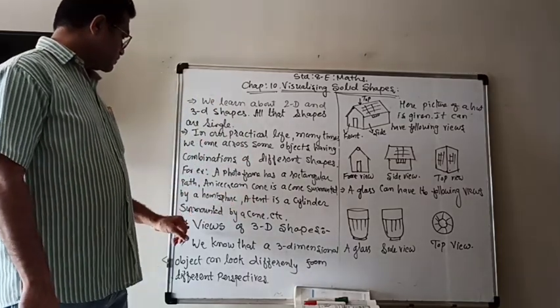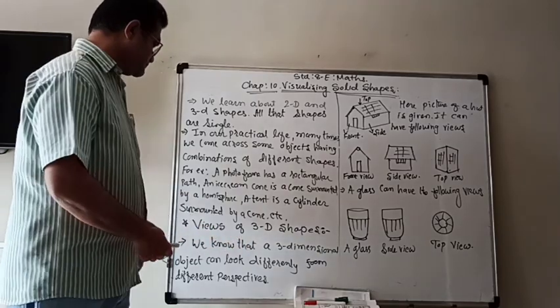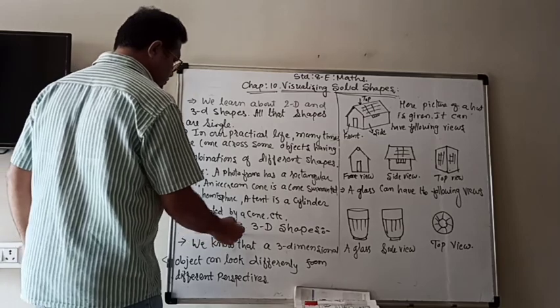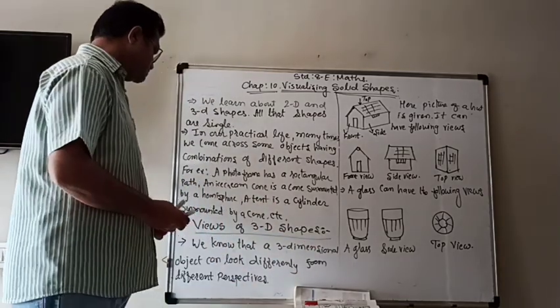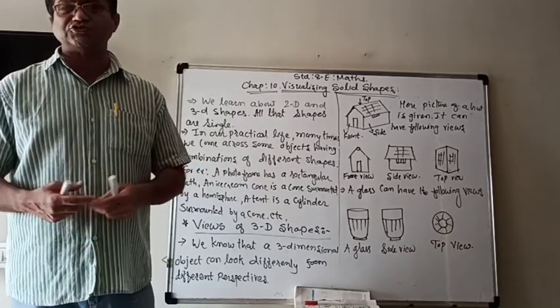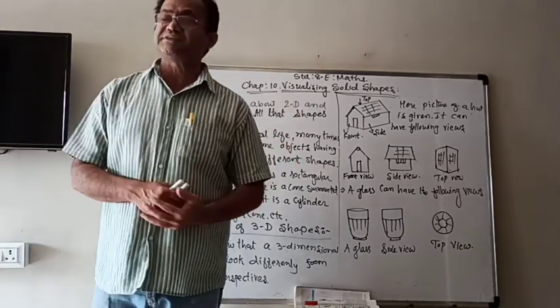So, views of 3D shapes. We know that a three-dimensional object, as I told you, can look different from different perspectives. Perspectives means from different places.